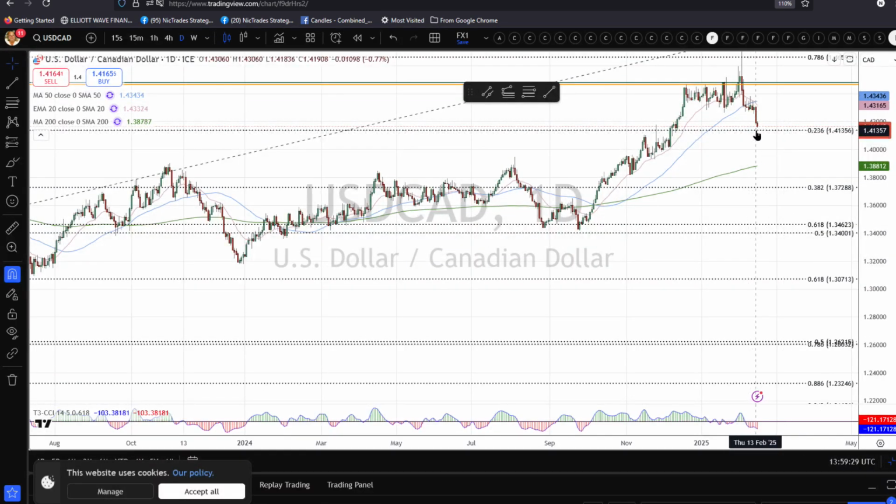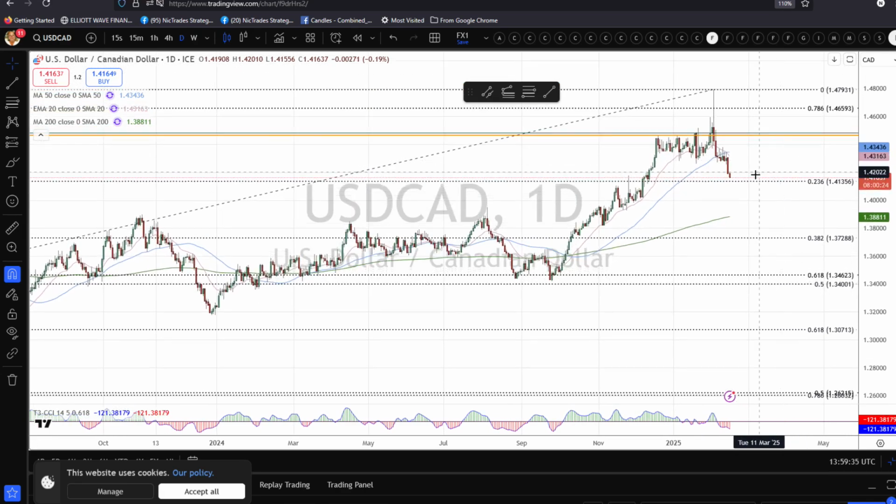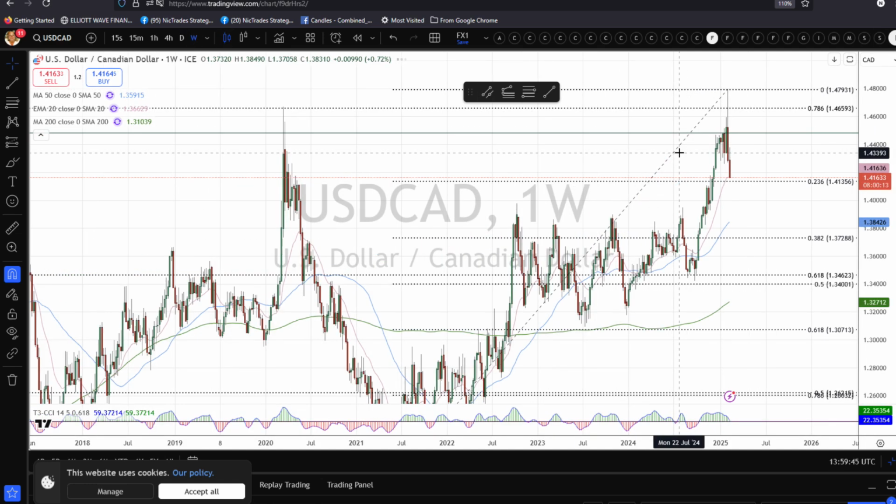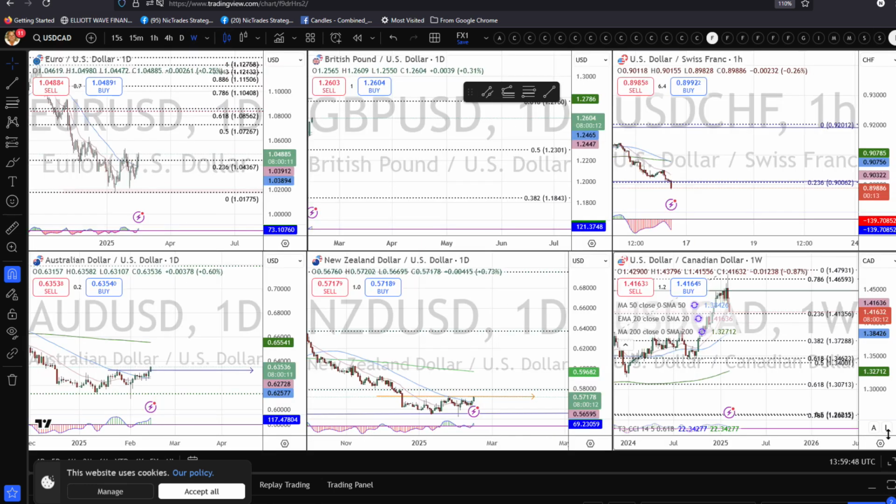I wouldn't be surprised, if we look at it on the daily, the first time we tag this 1.413 level, if we don't see a little bit of a bounce. But this is definitely pointing to lower with this price action in these currencies and everything that is going on.